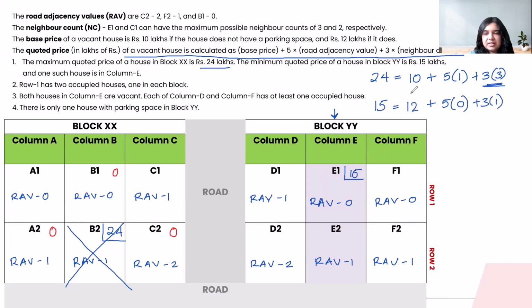And this is considering that there is one particular neighbor of E1. E2 is clearly not occupied. So it's either D1 or F1 that will be a neighbor of E1 as well. And E1 is also the flat which has a parking spot. So this is the one with the parking spot. So this takes care of the fourth condition here, which is there is only one house with parking space in block YY. All the other houses do not have parking spaces. This is clearly mentioned here.